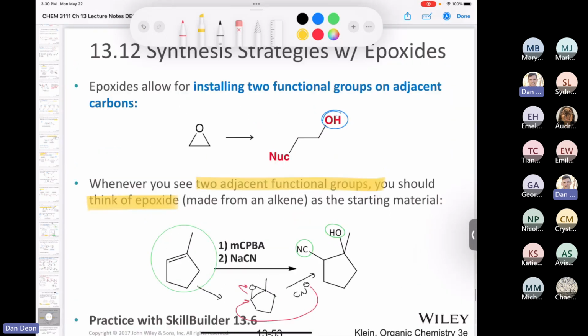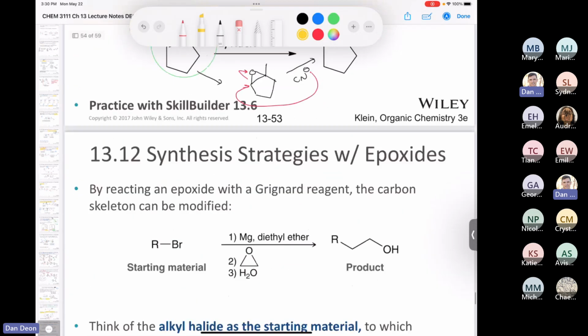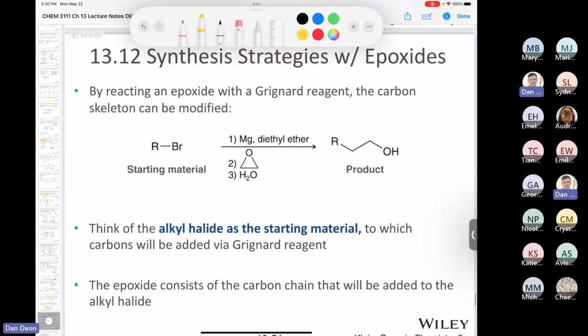Now where it gets more interesting, I think, is if you have a Grignard reacting with an oxirane. Well, in that case, if you treat methyl bromide, meaning an alkyl halide, after step one, just write it all out here, right? After step one, if you treat this with magnesium and diethyl ether, which you can abbreviate Et2O like this, so this is diethyl ether, okay? That's going to give you the Grignard.